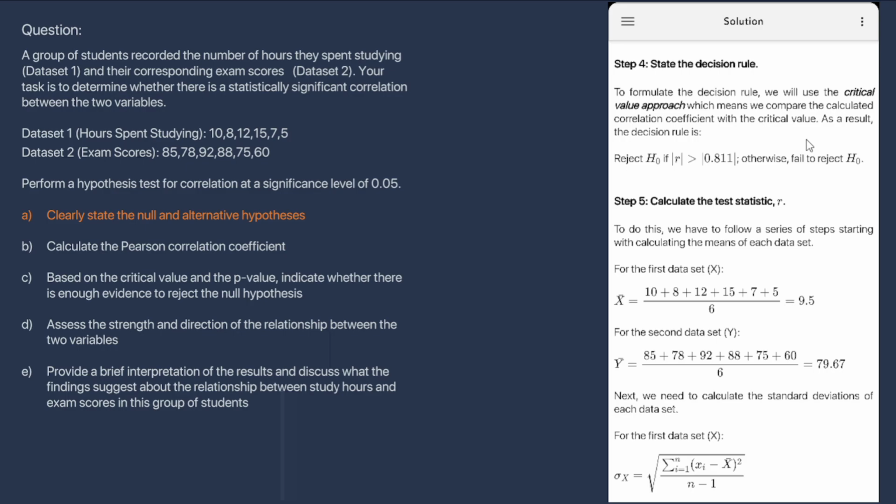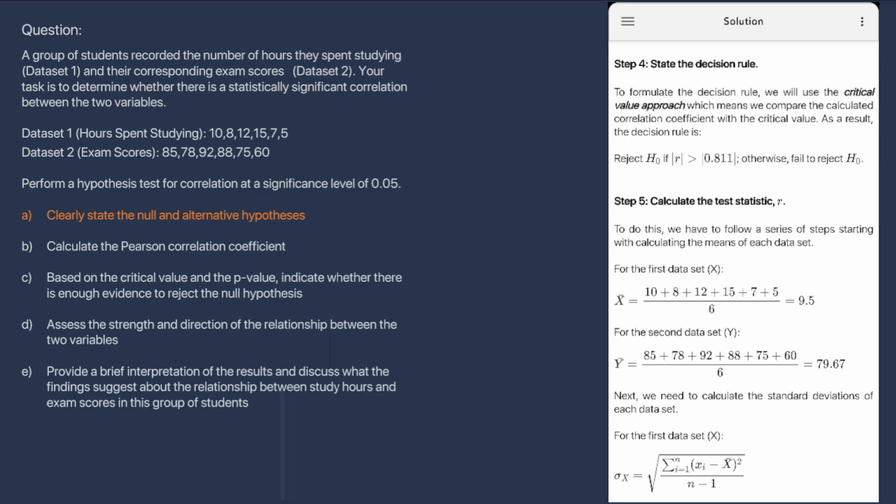Now you may be wondering why we use the absolute value symbol in our decision rule. As we stated a while ago, we do not know whether the correlation will be positive or negative. That was our premise for conducting a two-tailed test. The critical values for this particular test are negative 0.811 and positive 0.811. Any value that is less than negative 0.811 and any value that is higher than positive 0.811 is considered significant. To make the decision rule brief and concise, we use the absolute value symbol.